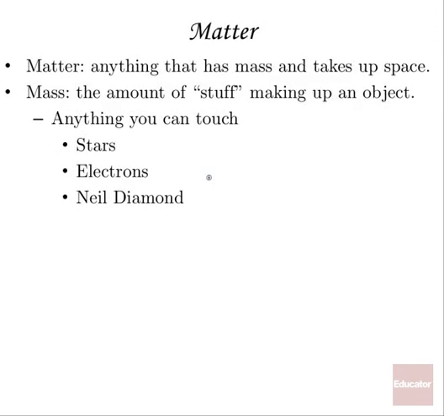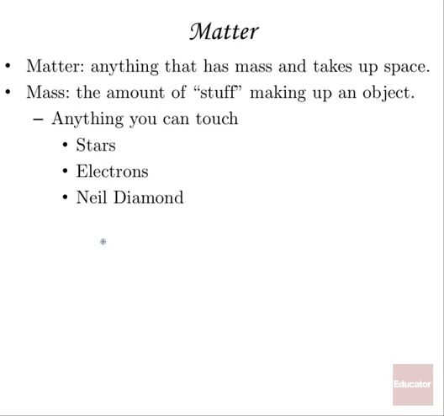Well, to do this, we have to start talking about what the world, the universe, is made up of. We're going to start with matter. Matter is anything that has mass and takes up space, where mass is the amount of stuff making up an object. And we can get into a little bit more detailed definition than that. But for now, we can think of it basically as anything you can touch. Stars, electrons, Neil Diamond, all mass, all matter.